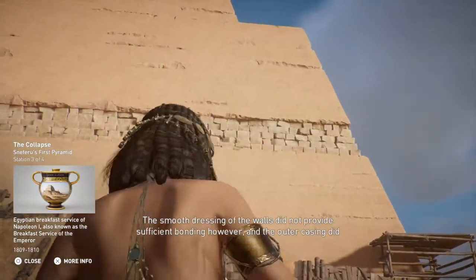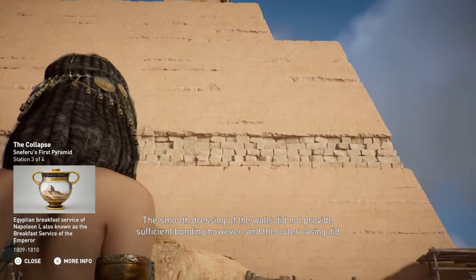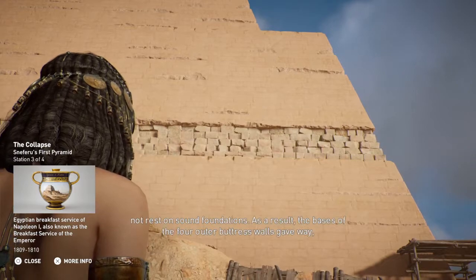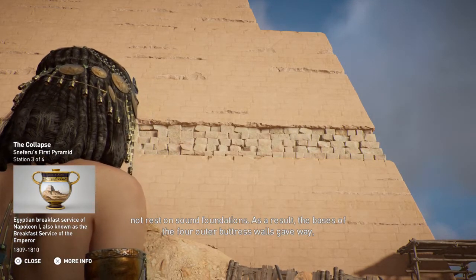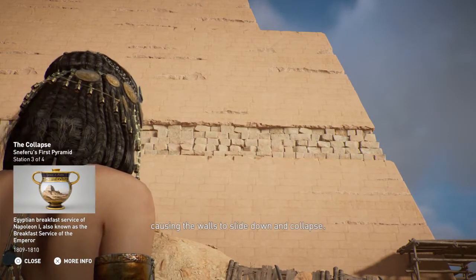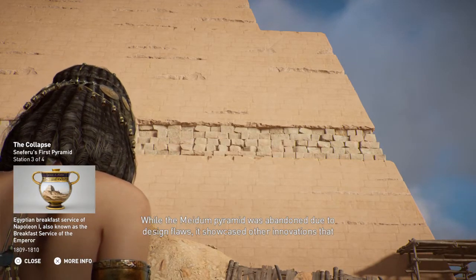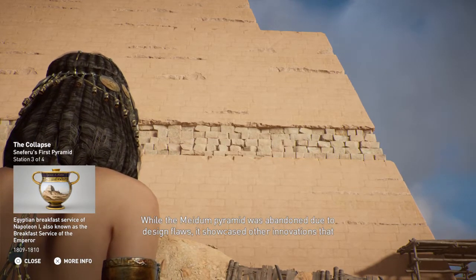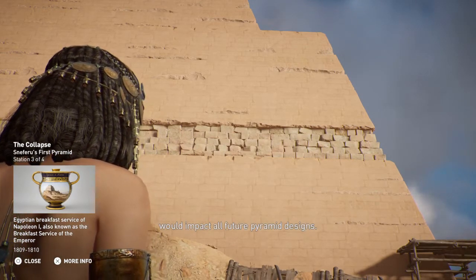The smooth dressing of the walls did not provide sufficient bonding, however, and the outer casing did not rest on sound foundations. As a result, the bases of the four outer buttress walls gave way, causing the walls to slide down and collapse. While the Meidum Pyramid was abandoned due to design flaws, it showcased other innovations that would impact all future pyramid designs.